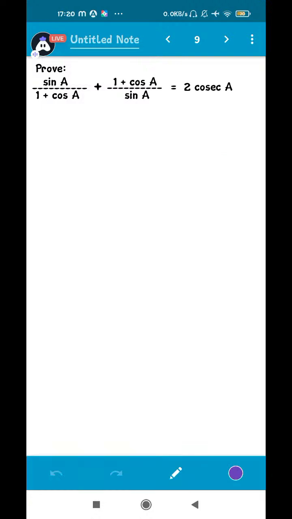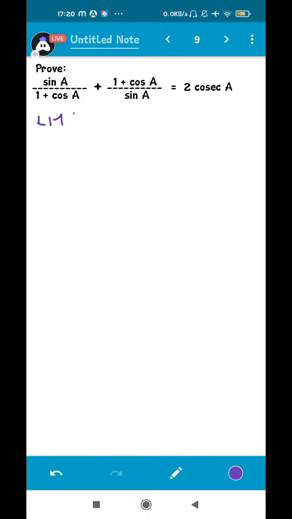So hello friends, we are back again. We have 4 more questions to do and then we'll finish the session for today. So let's see, we have to prove sin A/(1 + cos A) + (1 + cos A)/sin A is equal to 2 cosec A. It's very clear that we have to begin from the left hand side because it looks really very complicated. So let's begin.